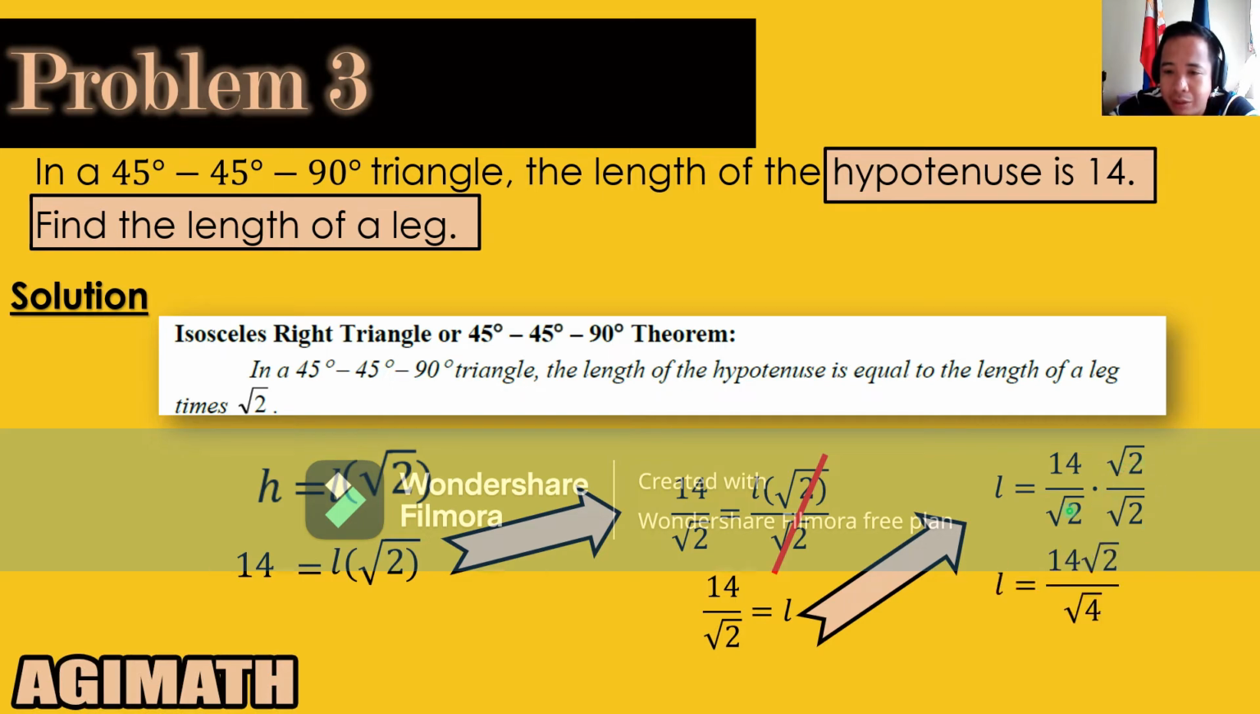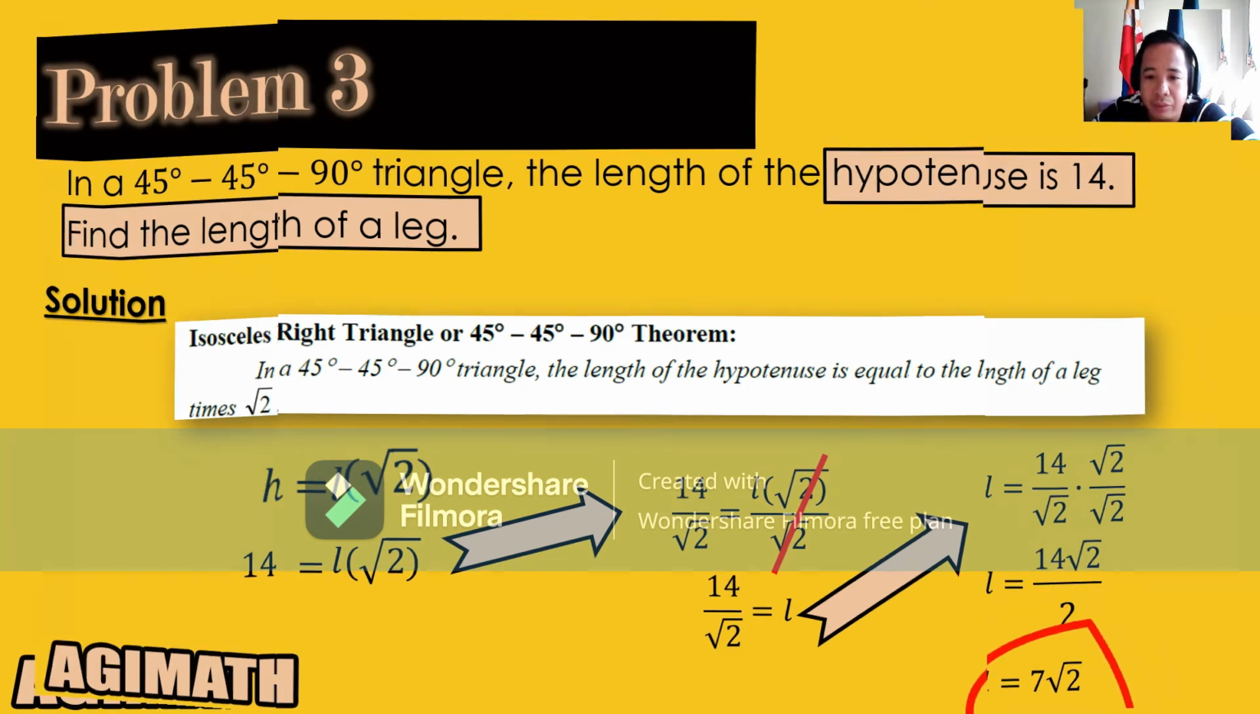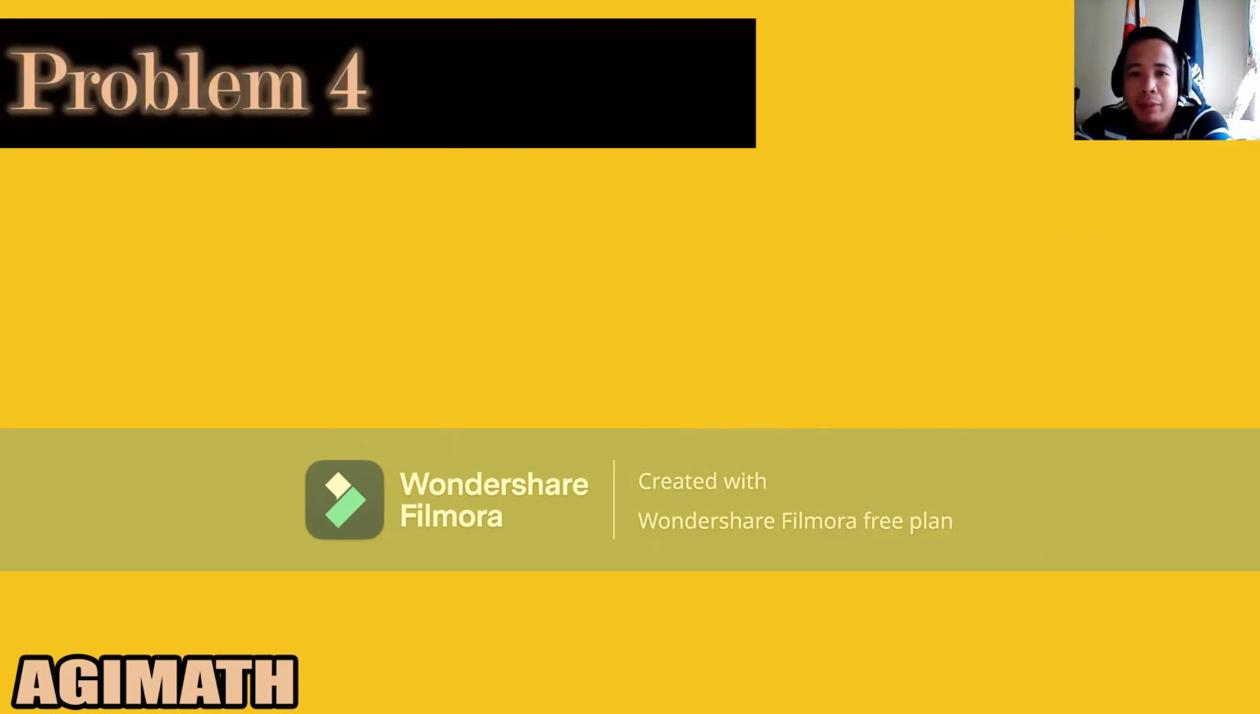That is rationalization. And of course, that will be equal to 14 square root of 2 over square root of 4. And we know that square root of 4 is equal to 2. So, 14 divided by square root of 4, which is 2, is 7. So, we have the length of the leg is 7 square root of 2. Therefore, the length of the leg is 7 square root of 2. That's it. Problem number 4.